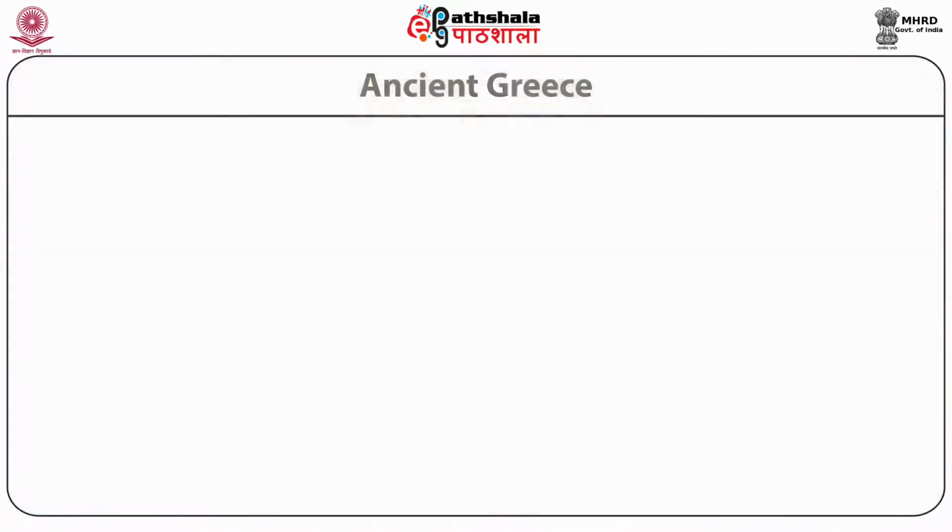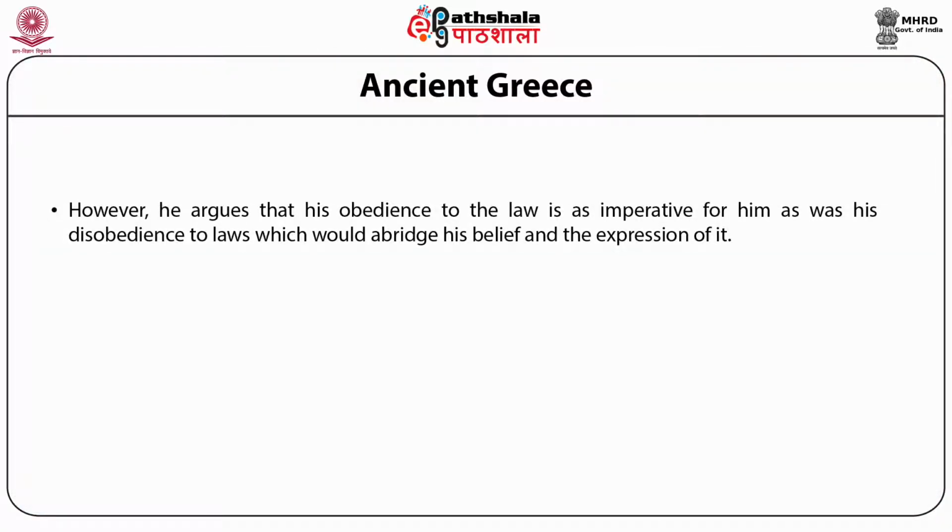What Socrates is essentially trying to say is an individual should hold his own views, and in an ideal scenario should be allowed to profess their views. But if the laws of the land do not allow for the profession of those views, for the propagation of those views, then for Socrates, having consented to the laws of that nation, like he had done in the case of Athens, he must not disobey and should not leave. He's entitled to disobey the law, but he has to face the consequences. As he says, his obedience to the law is as imperative for him as was his disobedience to laws which would abridge his belief and the expression of it.